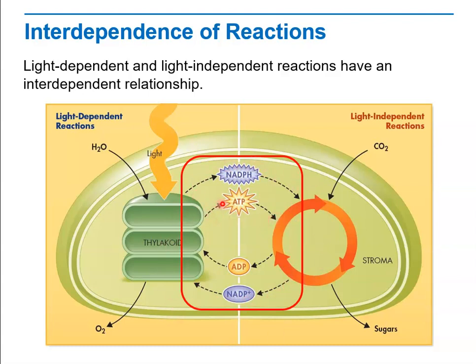Also, we have a cycle between ATP and ADP. The ADP gains energy and a phosphate group in the light-dependent reactions, becomes ATP, and then that carries energy to the light-independent reactions where that phosphate group is removed and the ATP turns back into ADP. The energy is released to power the light-independent reaction.